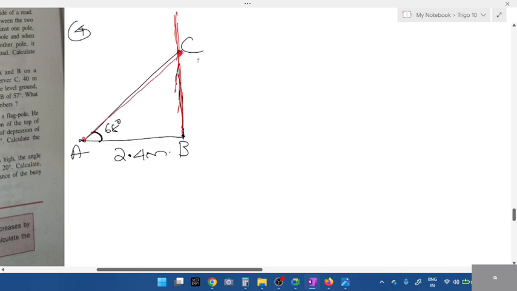Up to point C. So basically, which side do we need to find? The value of which one? BC. So with respect to the 68 degrees, what is BC? Perpendicular. We don't know, let us take it as X. With respect to 68 degrees, what is this 2.4 given? Base is equal to 2.4. Which formula do we use here? Tan. Tan what?